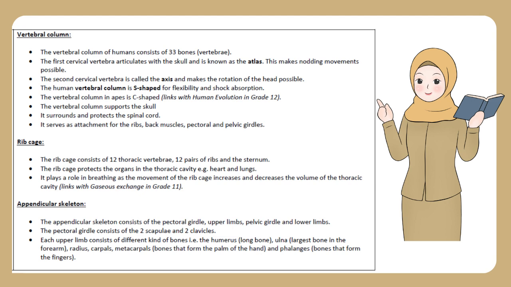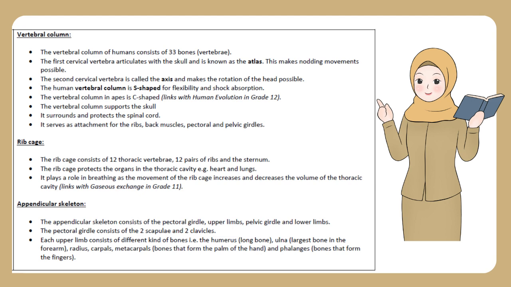Rib cage. The rib cage consists of 12 thoracic vertebrae, 12 pairs of ribs, and the sternum. The rib cage protects the organs in the thoracic cavity, e.g. heart and lungs. It plays a role in breathing as the movement of the rib cage increases and decreases the volume of the thoracic cavity, links with gaseous exchange in grade 11.